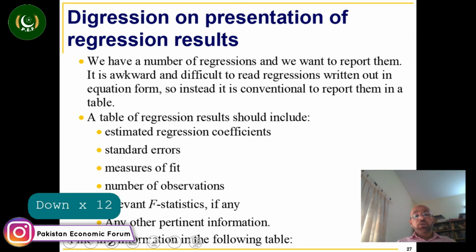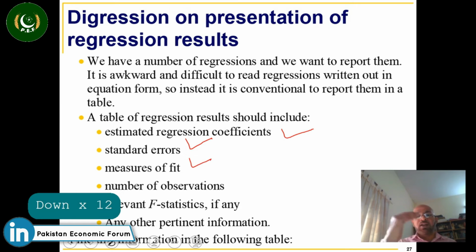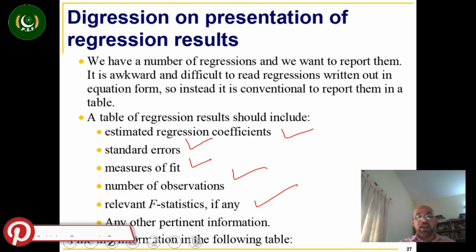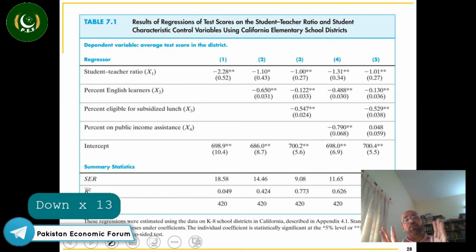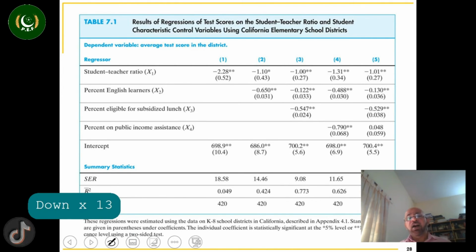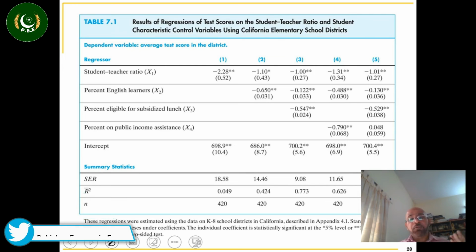So what should we report in our regression results? Coefficients, the standard errors, measures of fit, standard error of regression, R square, number of observations, relevant F statistics, and any other useful information. Please be with me. I'm just going to wind it up, and that is the final climax of these four chapters: 4, 5, 6, 7, yes, four chapters.